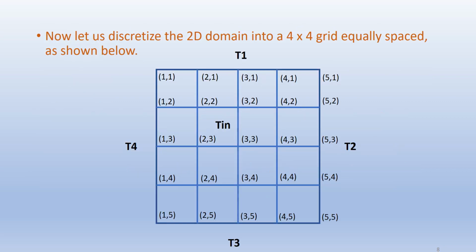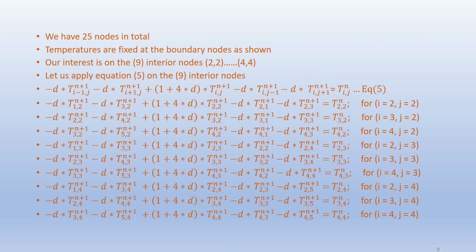Now let us discretize the 2D domain into a 4x4 grid equally spaced as shown below. Here T1, T2, T3 and T4 represent the temperatures at the 4 sides of the copper plate, and Tn represents the initial temperature. We have 25 nodes in general. Temperatures are fixed at the boundary nodes as shown. Our interest is in the 9 interior nodes from 2,2 to 4,4. Let us apply equation 5 on the 9 interior nodes.